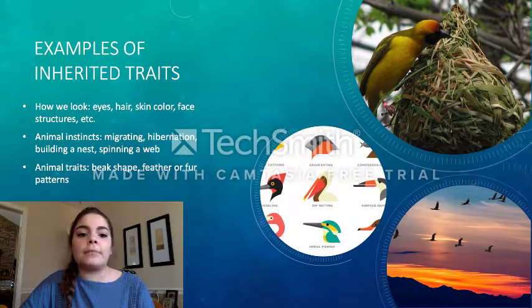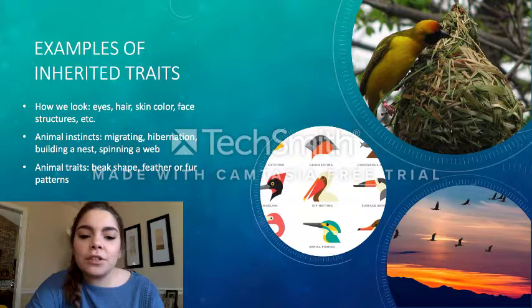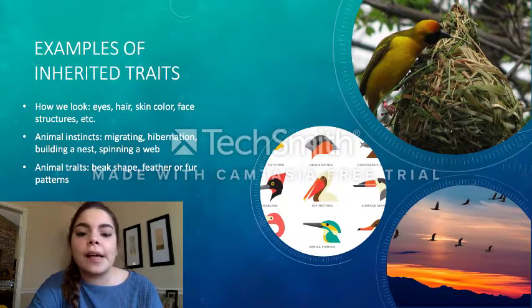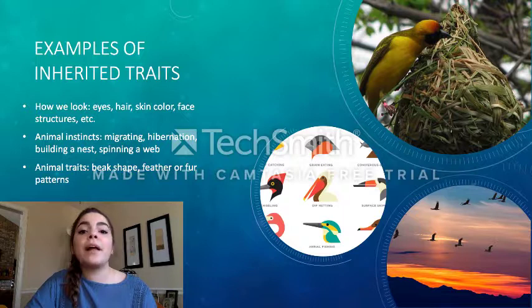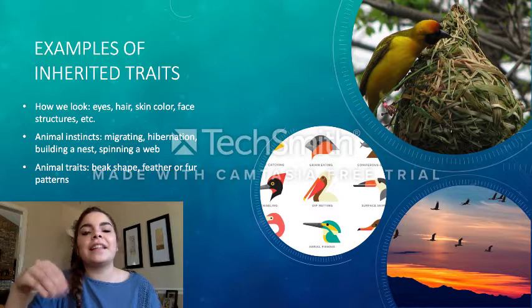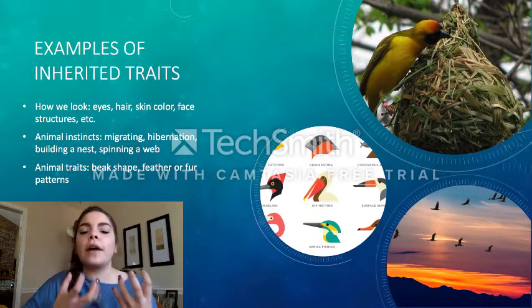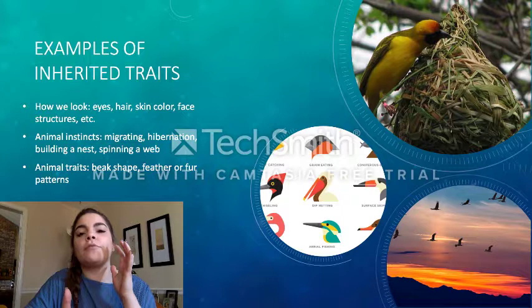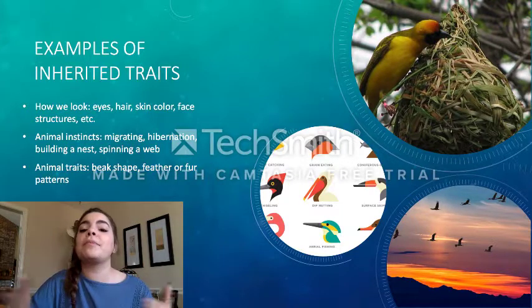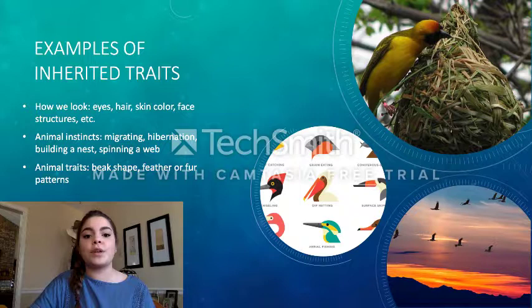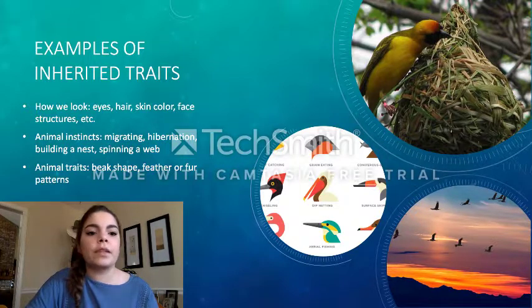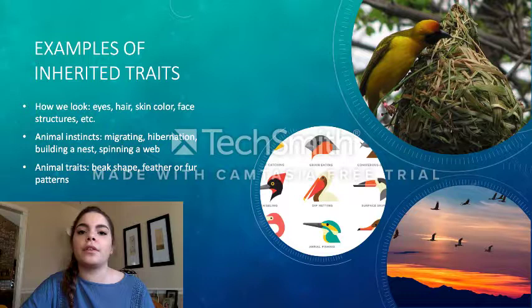Animal traits that are inherited are beak shapes and feather or fur patterns. I have a little picture down here, and we have some different birds. And as you always notice, pelicans always have that deep beak shape, like in Nemo, where the little pelican comes in and helps Nemo. They all have that type of beak shape. It's not going to change. It's something that has always been passed down from those pelicans. There are a few pictures on there for y'all to look at, just examples of inherited traits.